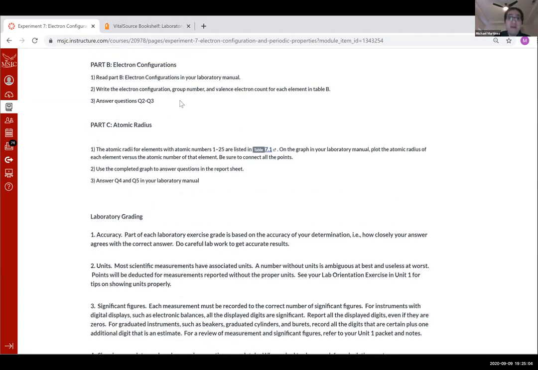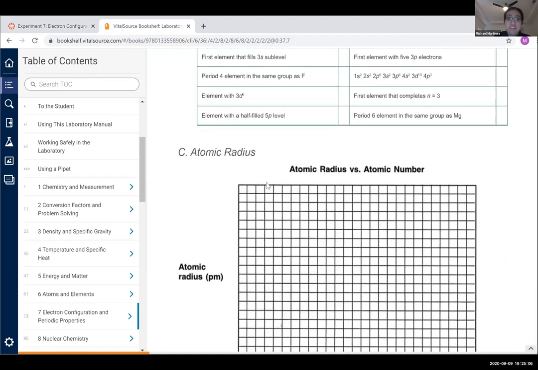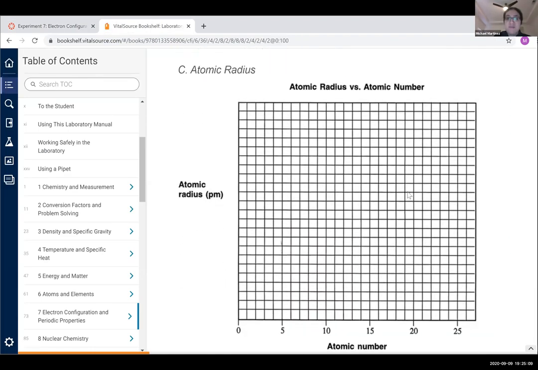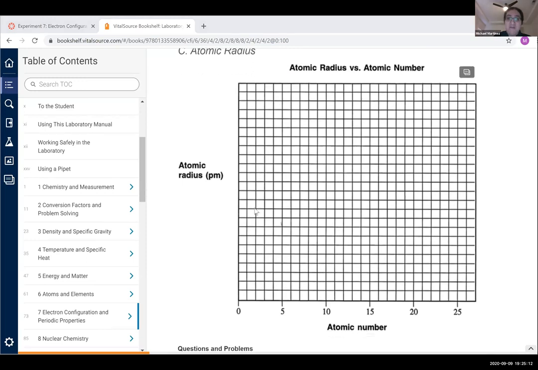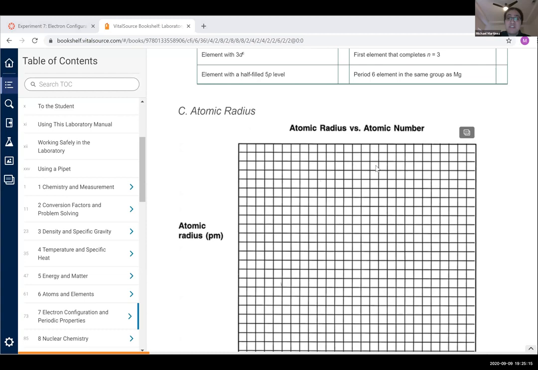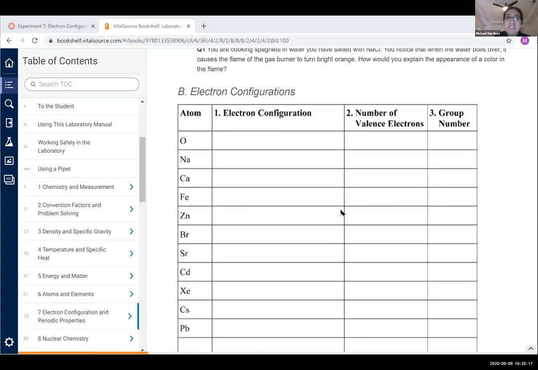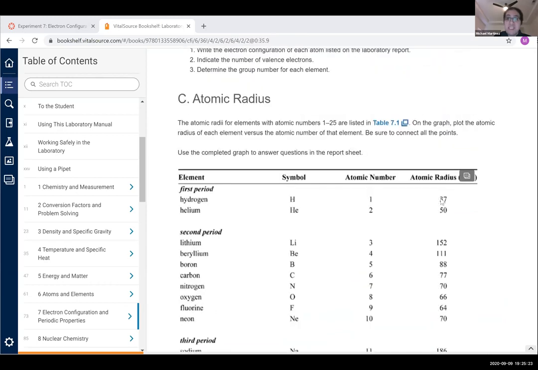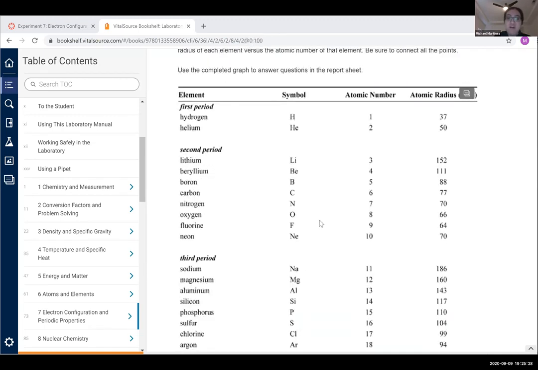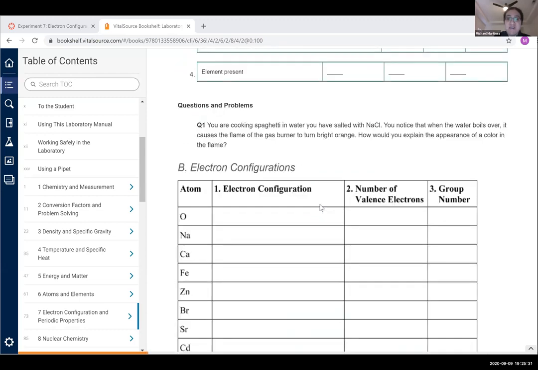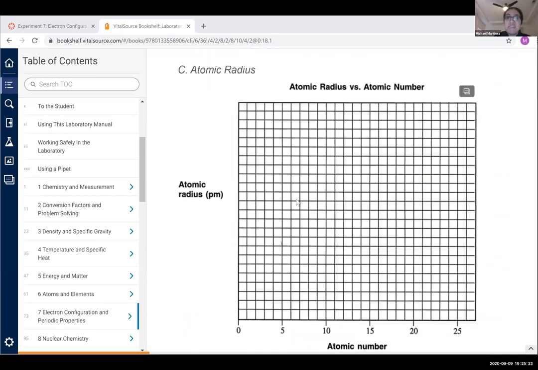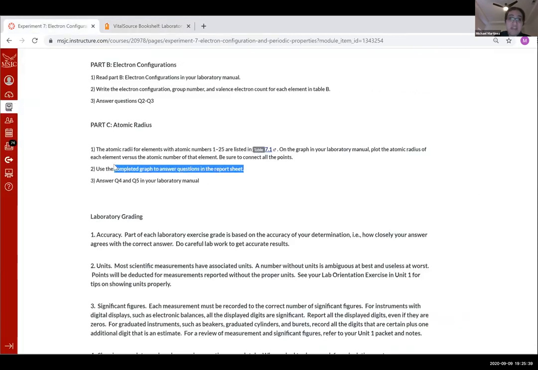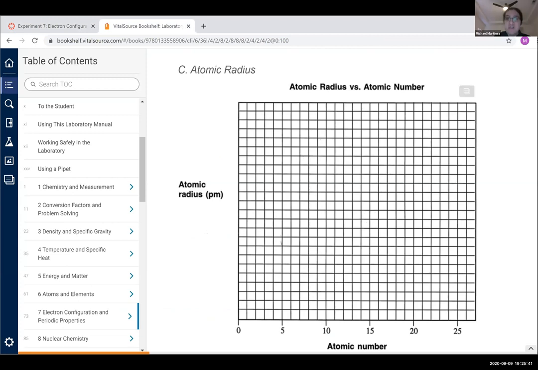Part B, you'll be working on partially in the lecture on Monday. Part C is atomic radius. In part C, you're given this graph of atomic radius versus atomic number. In the lab manual, you're given the atomic number and the atomic radius in this table. What you're going to do is graph this data on the following piece of graph paper in your lab notebook, and use the completed graph to answer the questions in the report.